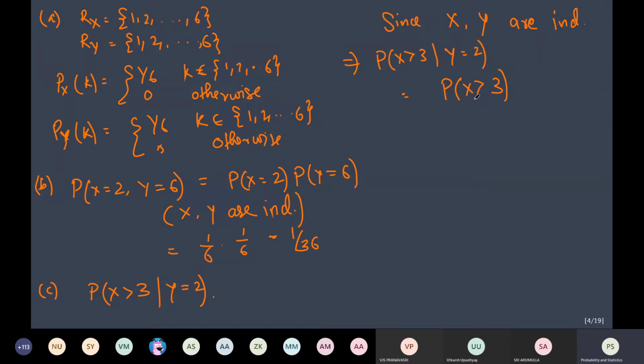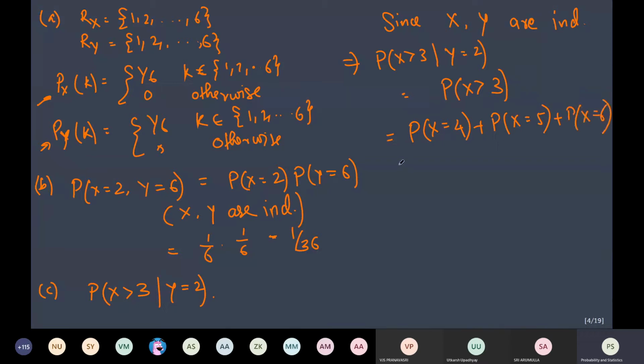All these things we have done in the class. So now, probability that x is greater than 3. We look into the PMF, which always serves as a reference for us whenever we are doing calculations. Here x greater than 3 cases are when x is 4, 5, and 6. So this is probability that x is equal to 4 plus probability that x is equal to 5 plus probability that x is equal to 6.